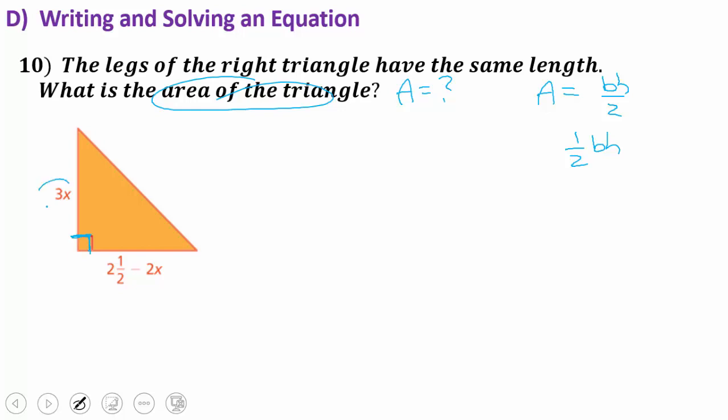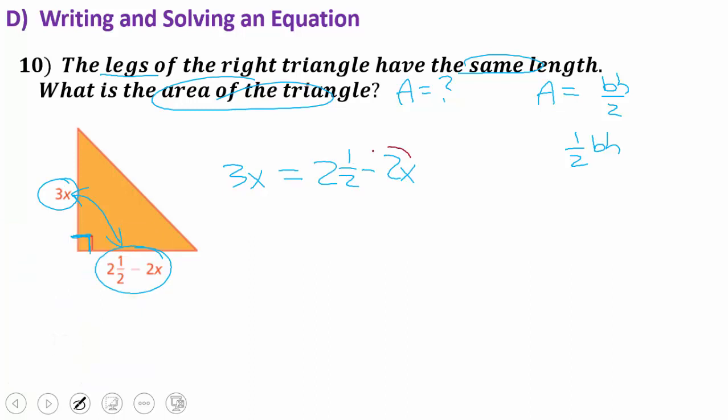So what we need to do is multiply 3x times 2.5 minus 2x. Well, that's going to give us some crazy funky answer, and it's not going to tell us the answer. We've got to find the value of x first. So we're going back to what it said first. The legs have the same length. If they have the same length, then they're equal to each other. So 3x has to equal 2.5 minus 2x. Absolutely has to.